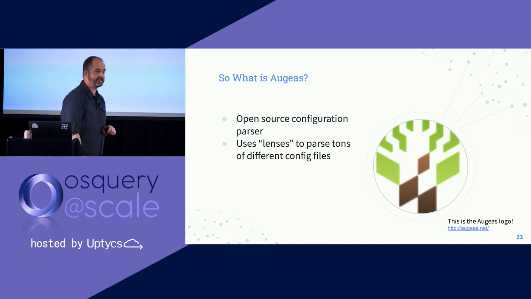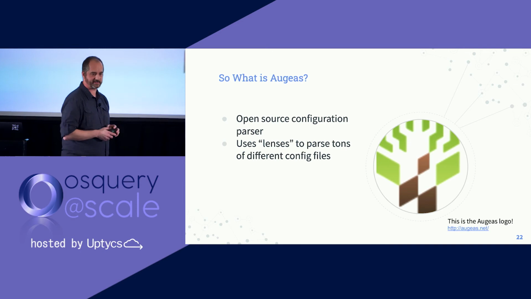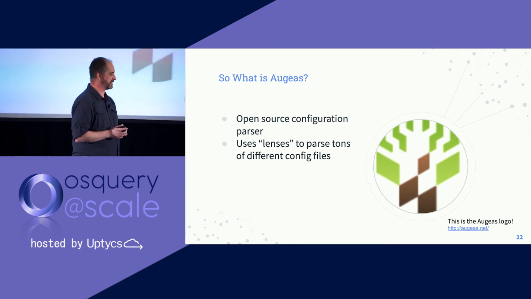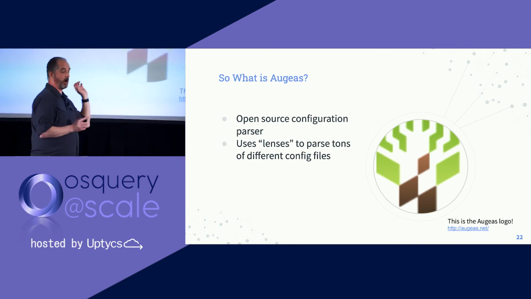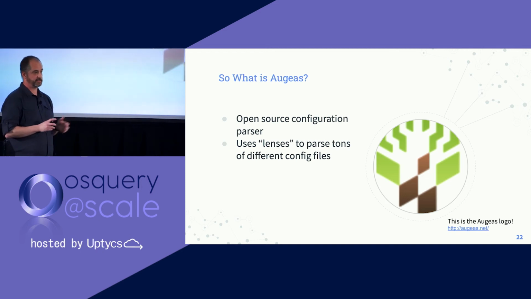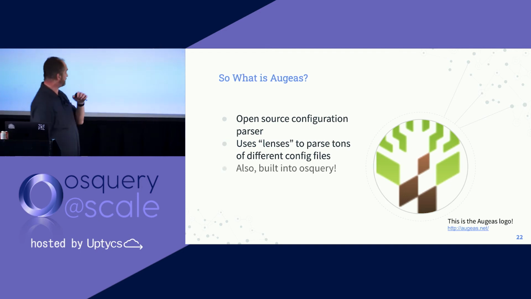It uses these things called lenses. Lenses are just a collection of regexes and rules to use when parsing that particular file, and OSQuery comes with a bunch of default lenses pre-installed. Oh yeah, it's built into OSQuery.